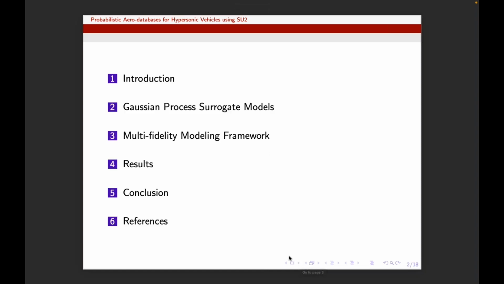Just a brief overview of the talk today. We'll go through the motivation. There's also some background in terms of Gaussian process surrogate models that's relevant to the discussion, and then we can talk about how we're using SU2 in a multi-fidelity modeling framework. I have some results to share, and then concluding with discussion of future work.